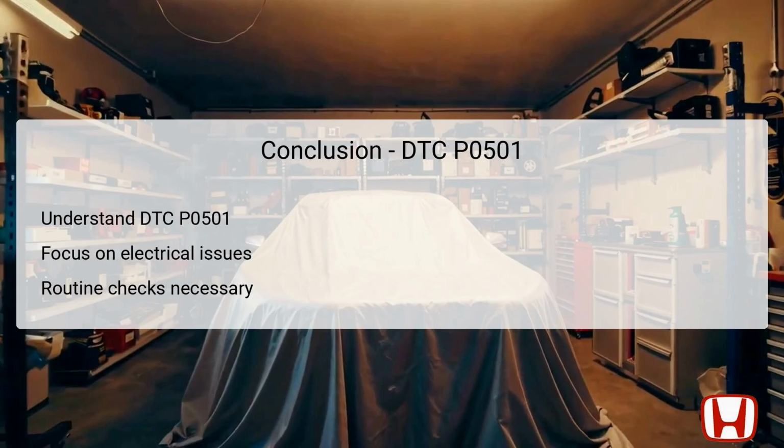In summary, understanding DTC P0501 is essential for effective troubleshooting and repair. This code primarily signifies an electrical circuit issue related to the CVT speed sensor, rather than a mechanical problem in the transmission. Addressing this code necessitates a systematic approach to verifying connections, testing the sensor, and potentially replacing components that fail inspection. Routine maintenance and checks can prevent DTC P0501 from recurring, ensuring the vehicle remains in peak operating condition.